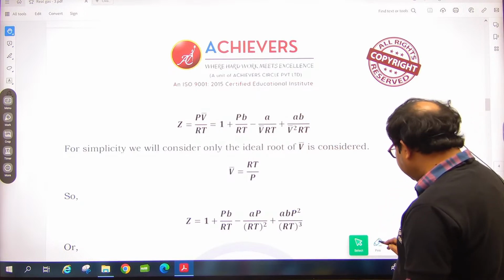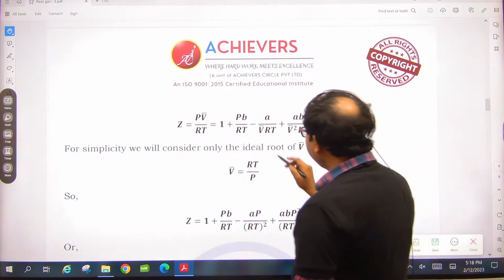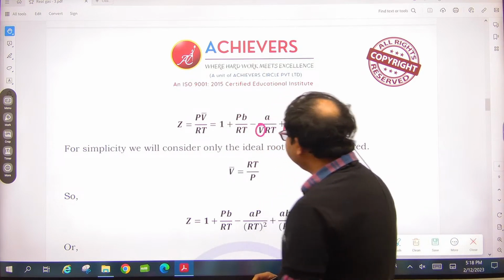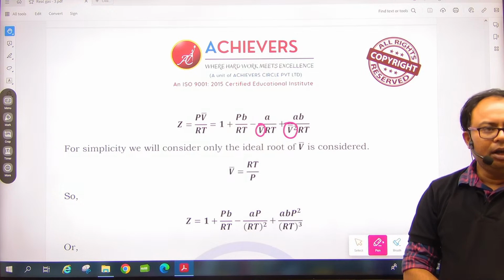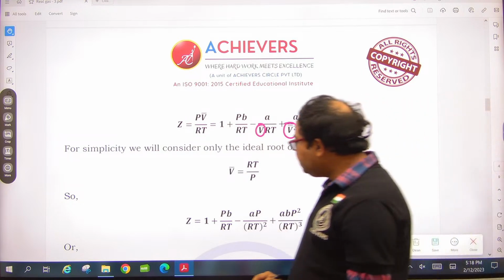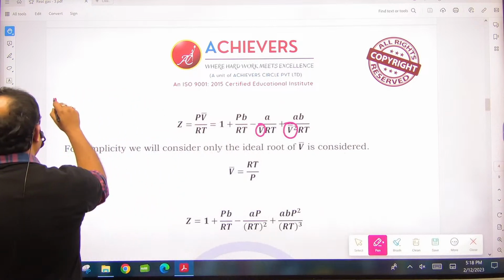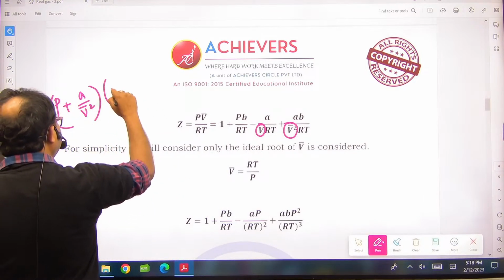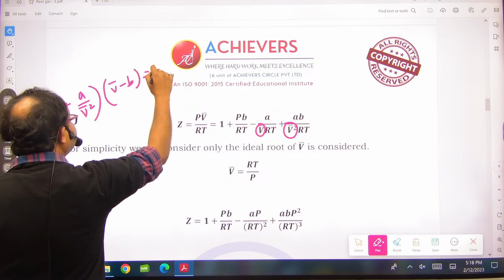Now in the right hand side, what you have got? You have got V bar, you have got V bar square. Now you need to replace these things. Now what was our equation? Our basic equation was P plus A by V bar square multiplied by V bar minus B is equal to RT.